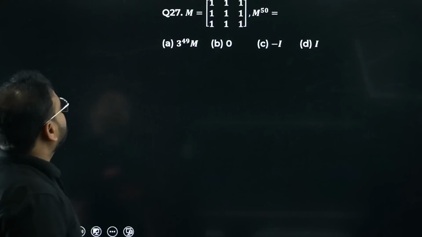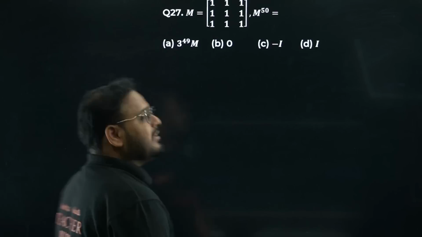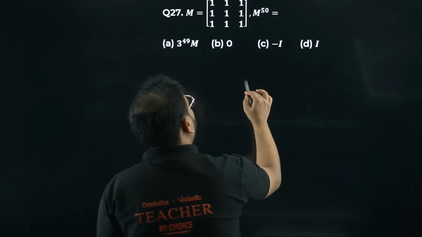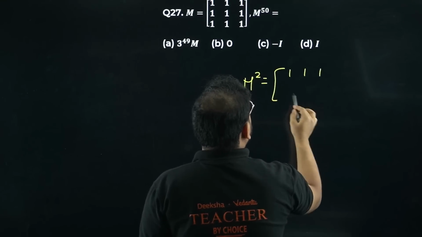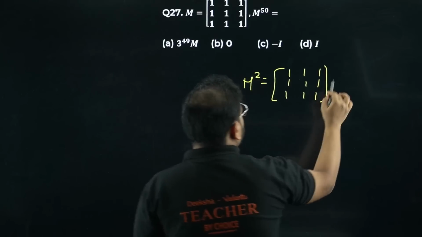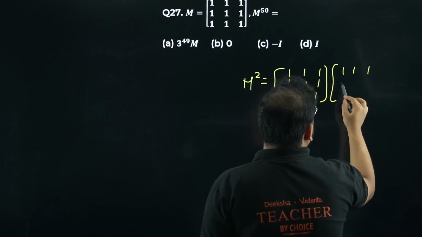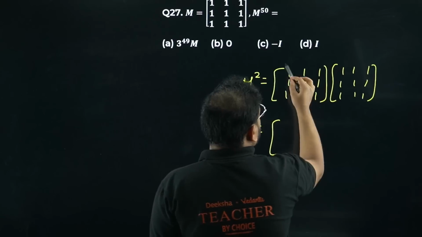Now for the 27th, M is 1, 1, 1, 1, 1, 1, 1, 1, 1. What will M50 be? Same thing, sir. Apply here. M square is this matrix of all 1s times the matrix of all 1s. Please check here, row to column.